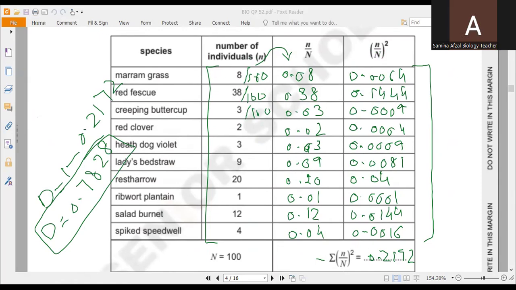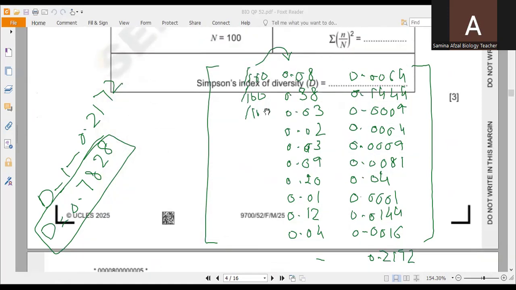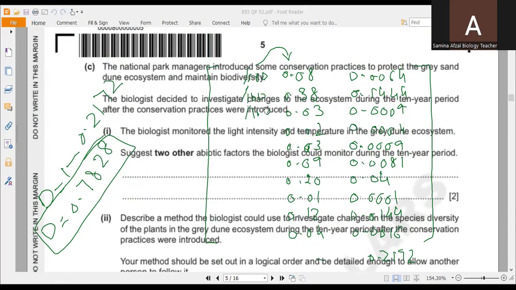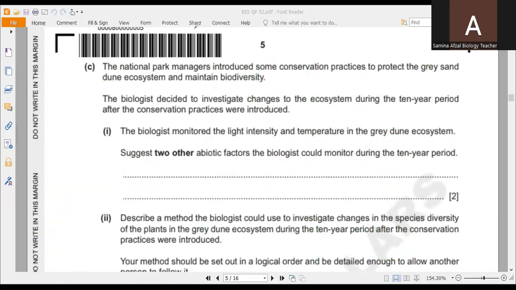This is a very simple calculation, but you have to take care while writing. There are so many zeros involved in this calculation, so be careful when you are calculating. Now moving towards the next question. Again, I am not going into detail of the question, so I am directly going to part one.